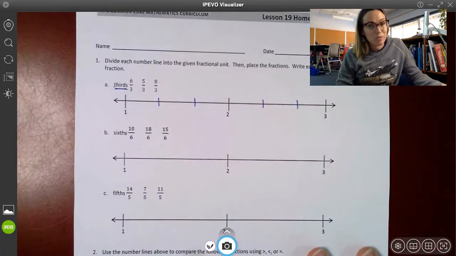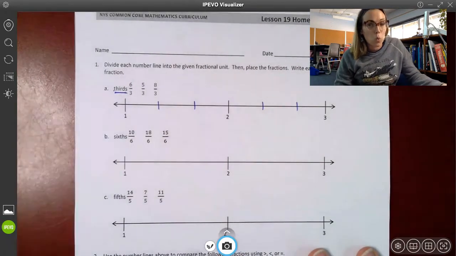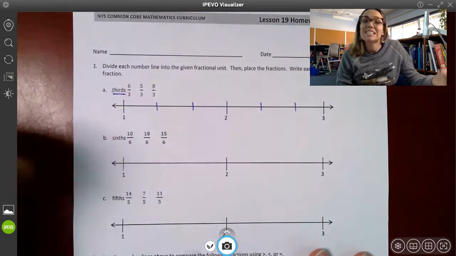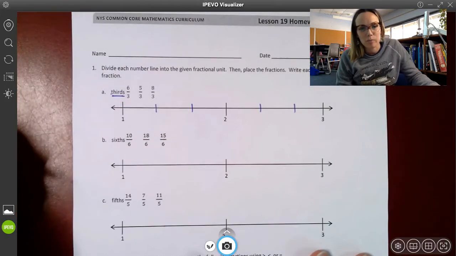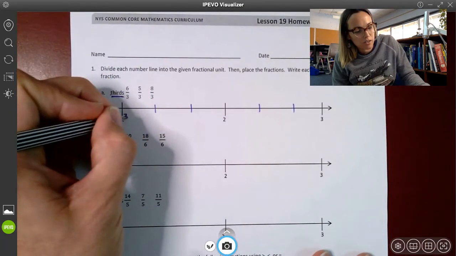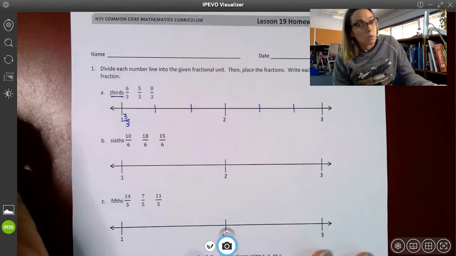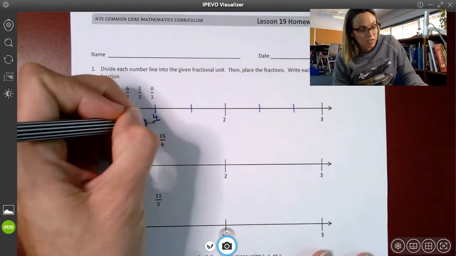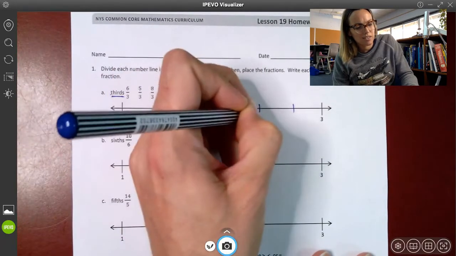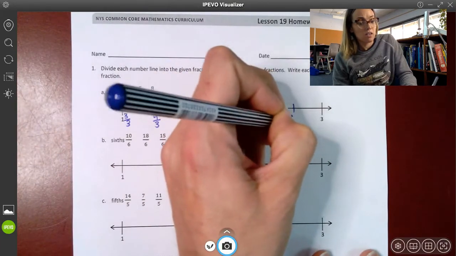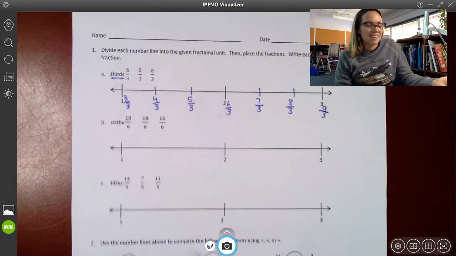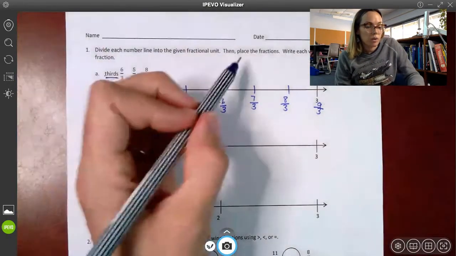Something we learned last week is that when the whole number is 1, the way we write that fraction is having the same number on the top and bottom. So the numerator and denominator are the same. And since this is thirds, we know this is 3/3, which would make this next number 4/3, and then 5/3, 6/3, 7/3, 8/3, 9/3. Wow, amazing.